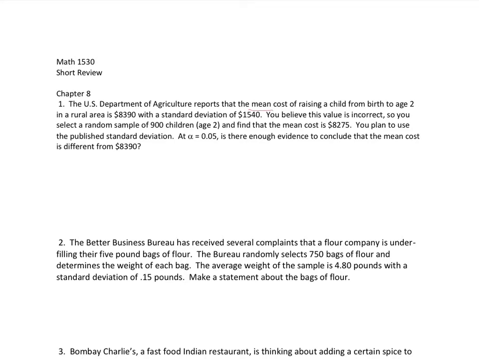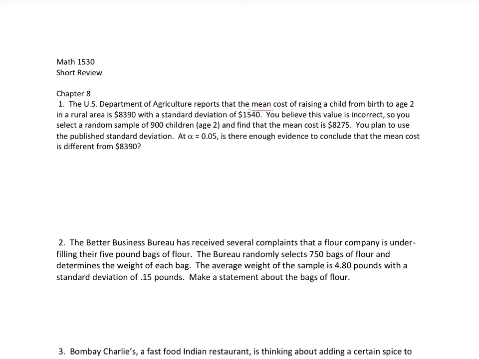So once I know I'm talking about means, I need to consider, can I even work the problem? And if I can, is it a Z or a T? So to figure out whether or not I can use the problem, I kind of scan the rest of this. I'm looking for normally distributed, or I'm looking for a sample size of more than 30. So mean is 83.90 with a standard deviation of 1540.